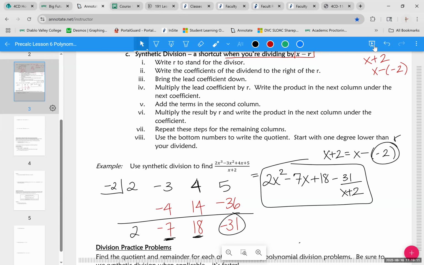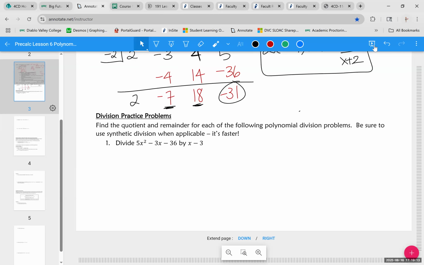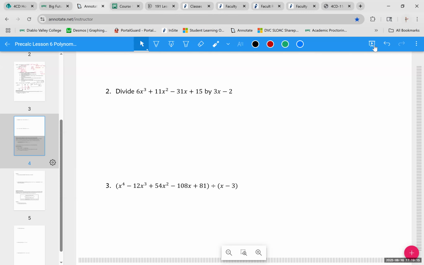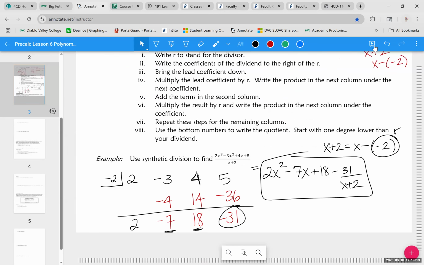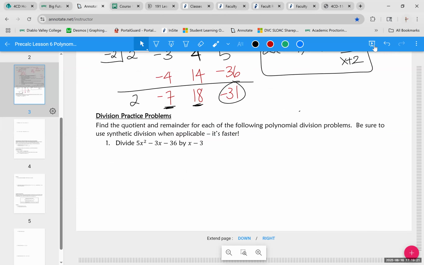All right. So what I want you to do is actually take a minute. We've got 3 division practice problems here. So you know the drill by now. I want you to go ahead and pause the video and work on these 3 problems. If you can use synthetic division, I would. It's faster. And then go ahead and start the video back up and check on your work.